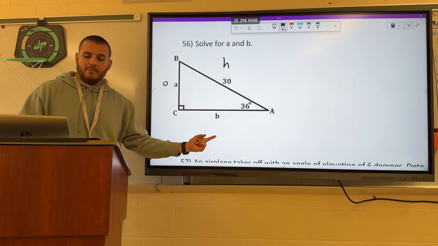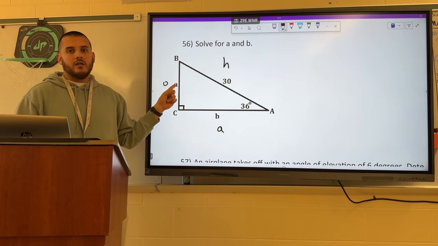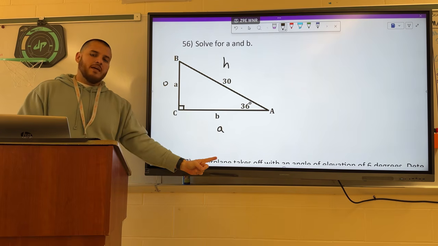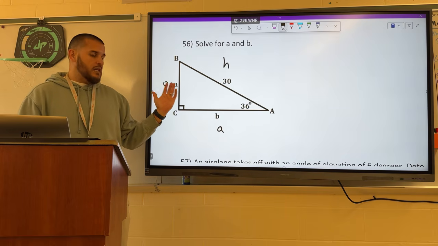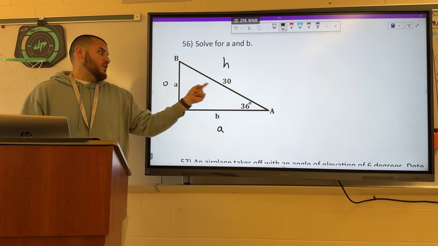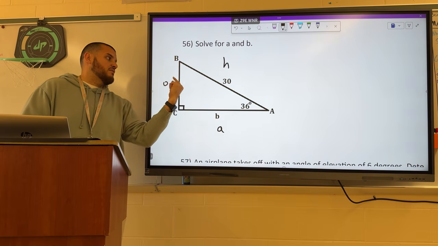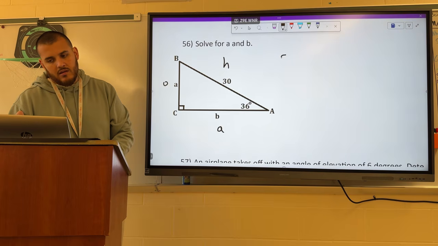And then this would be my adjacent side. Let's try not to get those A's confused, right? That's just a variable. It could have been X, could have been any letter. Hypotenuse, opposite, adjacent. So we have a choice right now of what side we want to solve for first between A and B. It doesn't matter. I'm going to solve for A, okay? And I'm going to be using my sine ratio because I have the hypotenuse and I'm trying to find the opposite side. The O and H are used in the sine ratio.